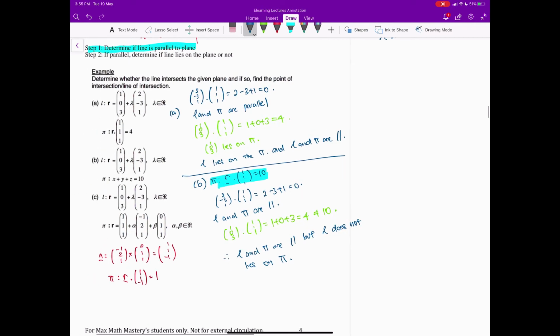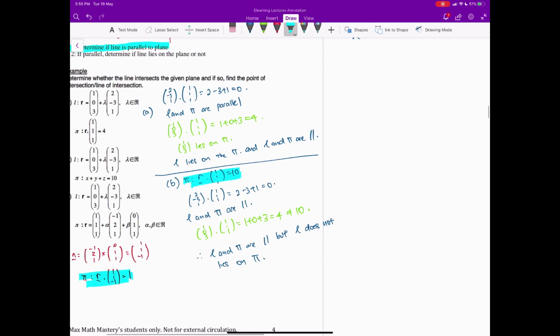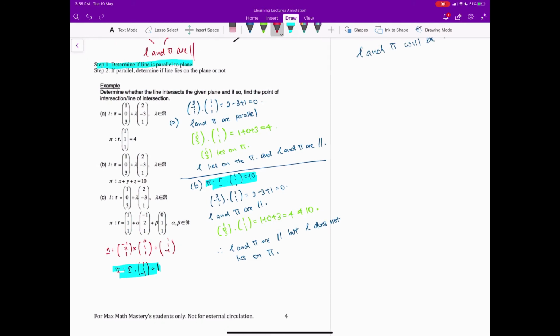Okay, part C. I have already written out the scalar product of the plane equation. You should be able to do it very quickly since we already learned how to do it. If you do not know how to do it, please kindly refer back to the previous part video. So let's talk about part C.